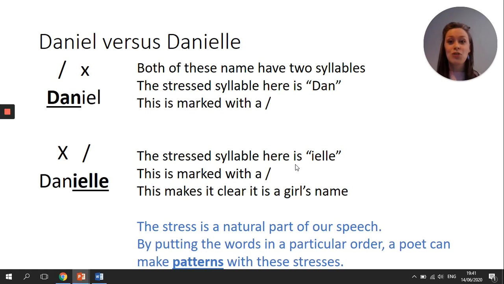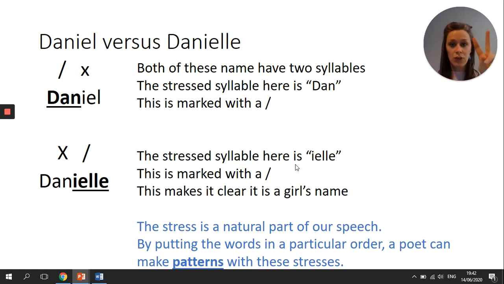Daniel and Danielle is a great way of thinking about stressed and unstressed syllables. The two names obviously look different on paper, but they sound very subtly different to the ear. Daniel stresses the first syllable of that word, Daniel. When we annotate stressed syllables, we add a little upwards slash above the syllable that's emphasized, not the whole word, just the part of the word that's said more loudly, more fervently than the other part.